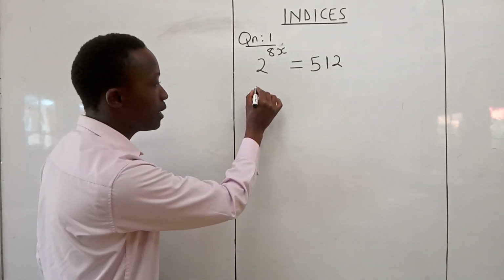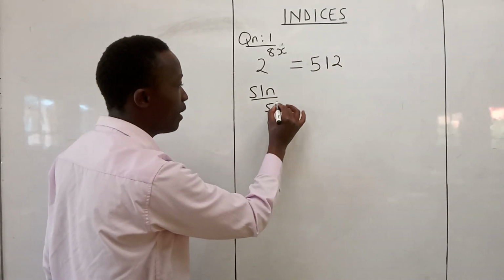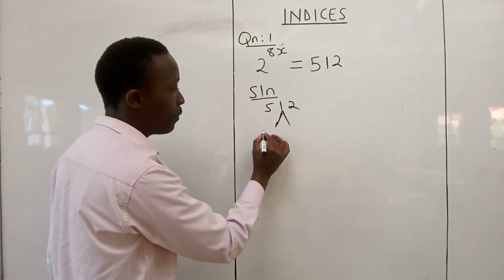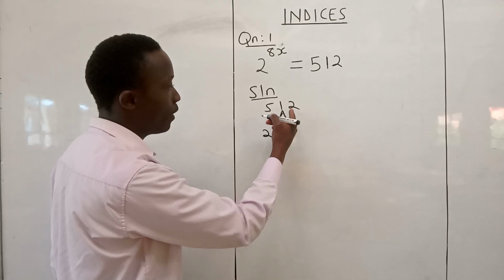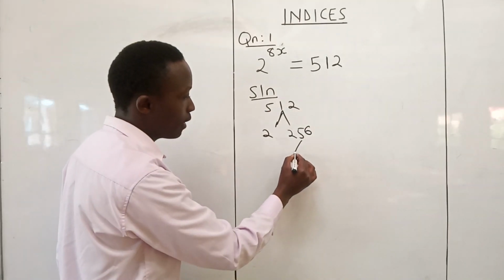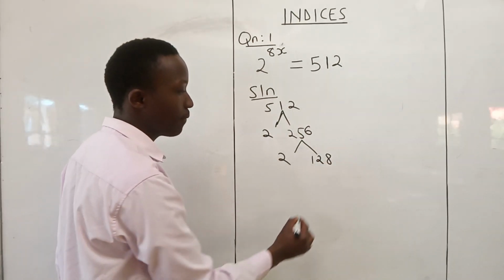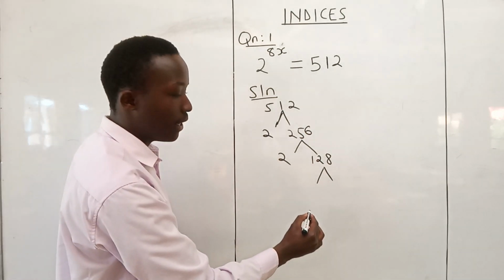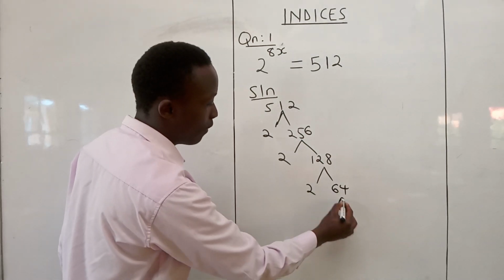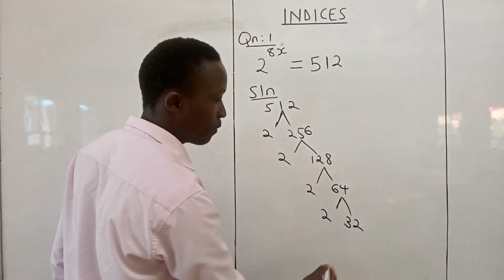So in our solution part, we are going to factorize 512. We start with the least number, which is 2. 512 divided by 2 is going to give us 256. 256 divided by 2 will give us 128. 128 divided by 2 will give us 64. 64 divided by 2 will give us 32.